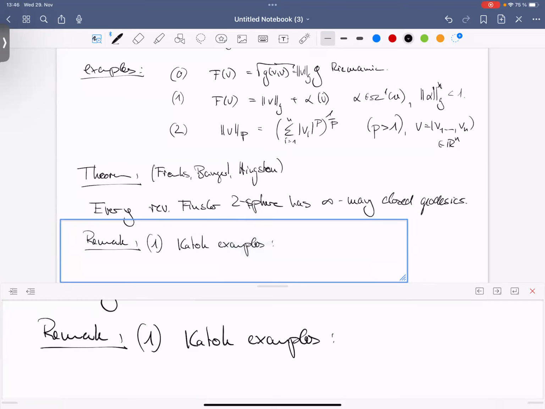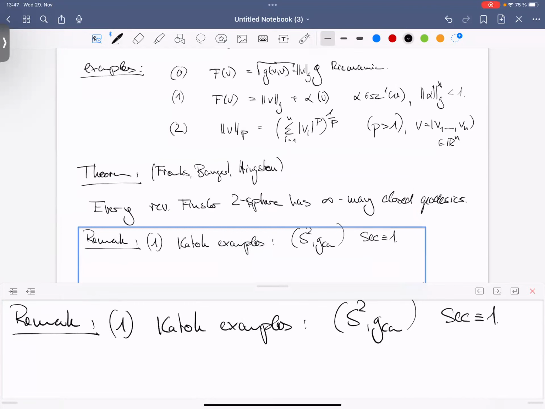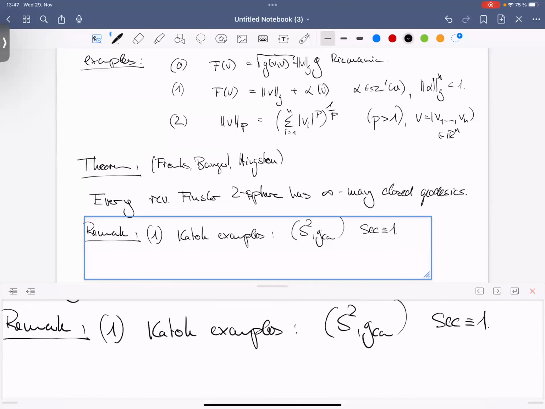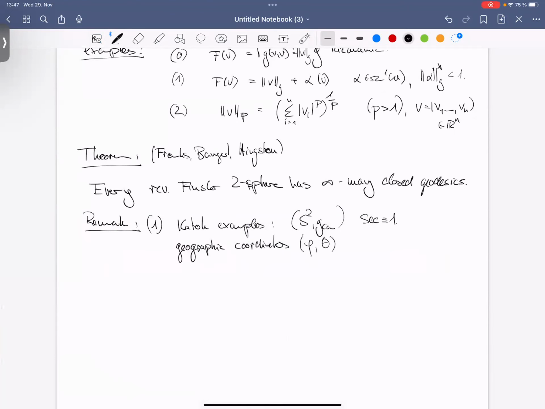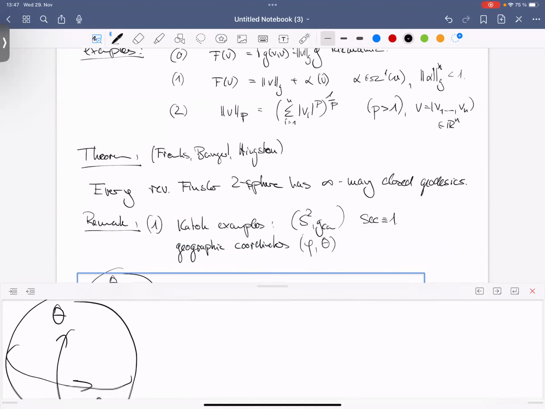You have a two-sphere of constant curvature, let's say of constant curvature 1. And then, of course, on the two-sphere you have the geographic coordinates. Let's call them phi and theta. Let me make a drawing so that we are on the same page. You have this two-sphere. Then my phi is the coordinate along the equator, and the geographic height is theta. Okay, so this is what I mean.